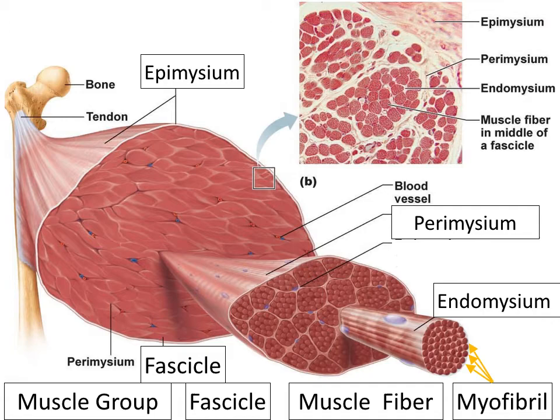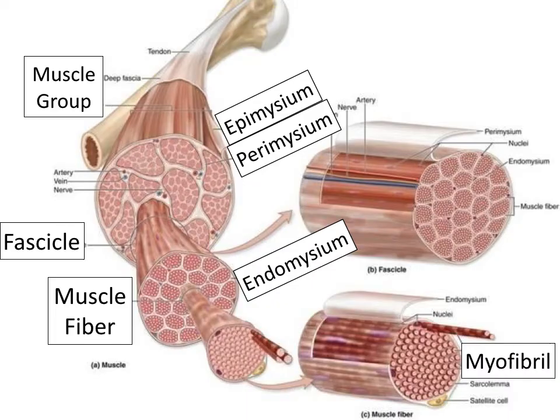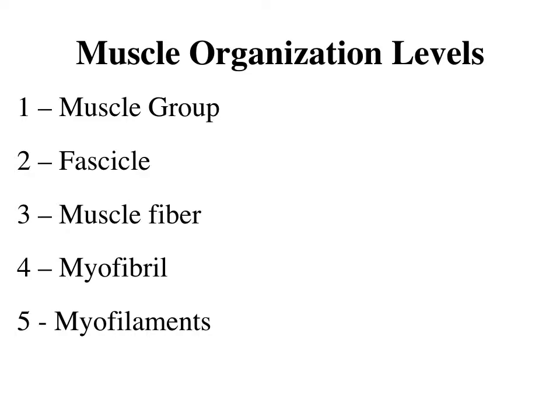If we pull one of those out, we can see, going perpendicular, that there's light and dark bands. Light and dark, light and dark, light and dark. Now, myofibrils are the next level of organization. Be careful, because we have fiber and we have fibril. And there's actually one more level of organization, and those are the myofilaments. So we have fiber, fibril, and filaments.